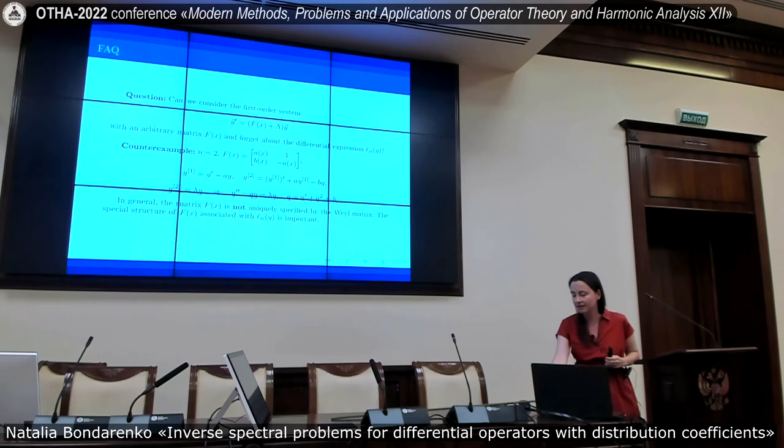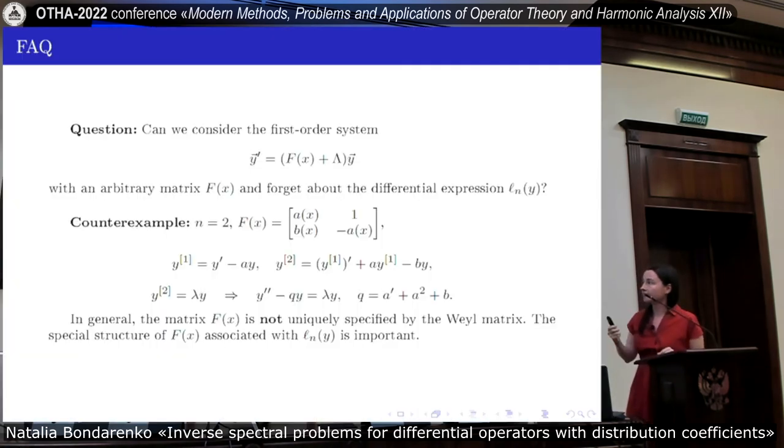Then it can be easily shown that we obtain the Sturm-Liouville equation with the potential which is represented by the following formula. So the potential depends on A and B. Even if we choose some spectral data which defines uniquely the potential, if we can uniquely recover the potential Q, we cannot uniquely find A and B. So in general, the matrix F is not uniquely specified by the Weyl matrix and by other spectral characteristics in this problem.